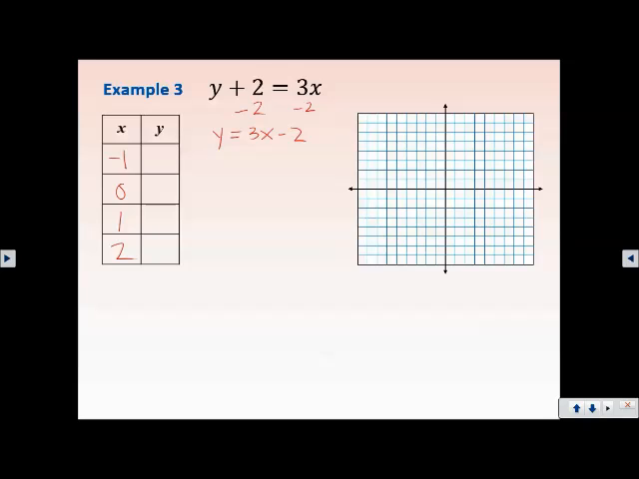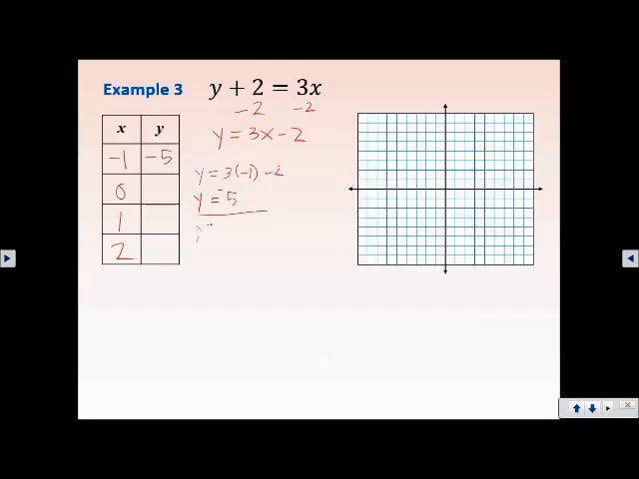So now I'm going to plug those in for x and see what the corresponding y values are. So I get y equals 3 times negative 1 minus 2. And for that, you don't have to show me every single step. If you want to jump right to the fact that that is going to be negative 5, that's fine, and plug in a negative 5 right there.